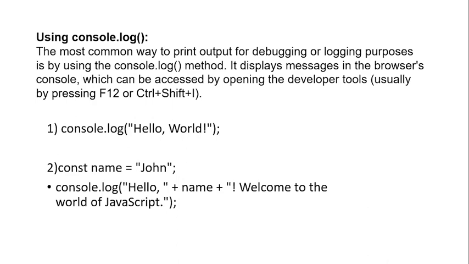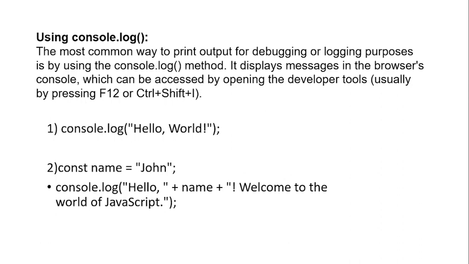The next method used for displaying is console.log, right? The most common way used for printing the output, or otherwise for debugging or logging purposes, is the console.log method. This displays the message in the browser console. This can be opened with the shortcut F12, or Control plus Shift plus I. Normally when I use console.log hello world, the output printed is hello world, right?